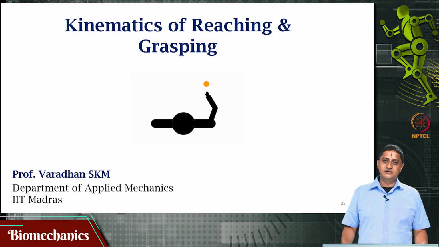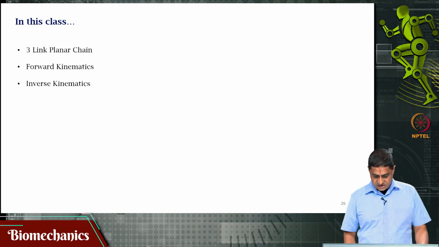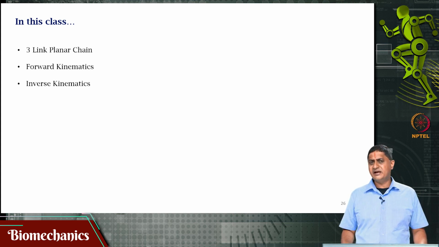Welcome to this video on biomechanics. We have been looking at kinematics of reaching and grasping. In this video, we will look at a 3-link serial, planar kinematic chain: forward kinematics of a 3-link kinematic chain and inverse kinematics of a 3-link kinematic chain.